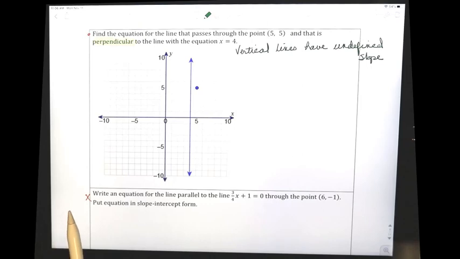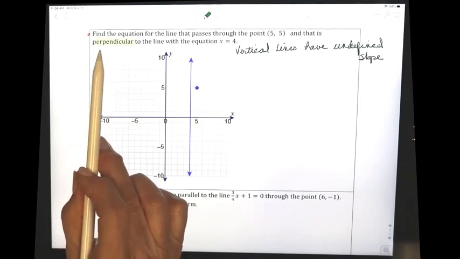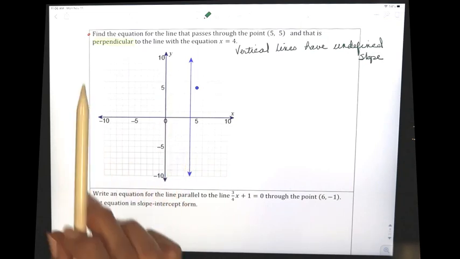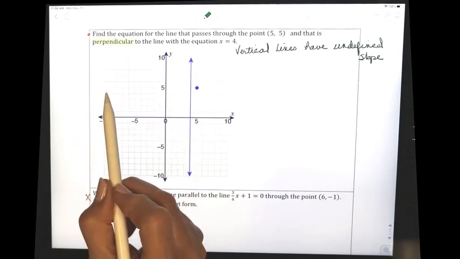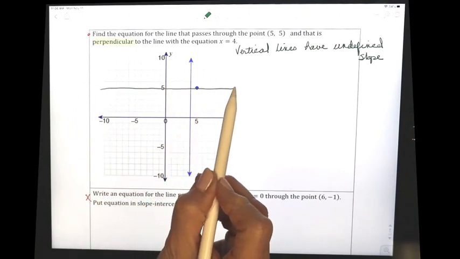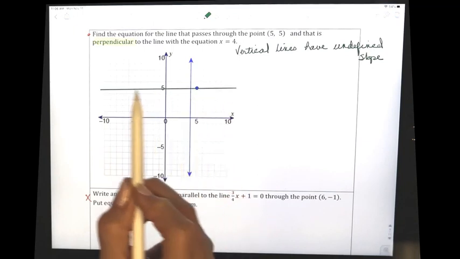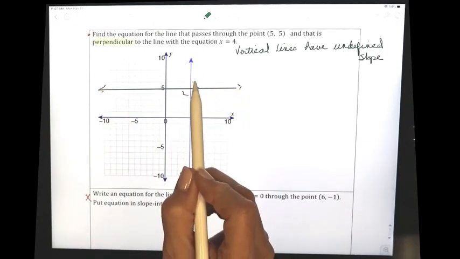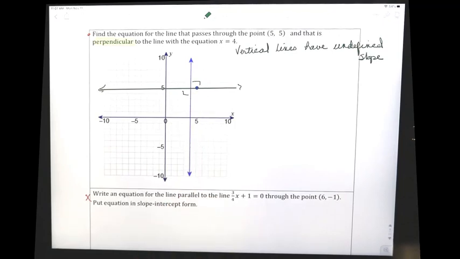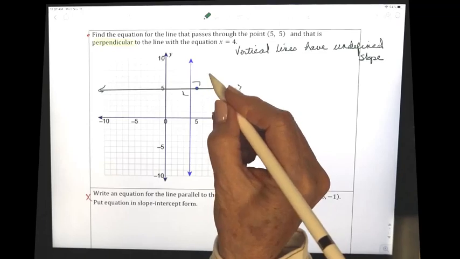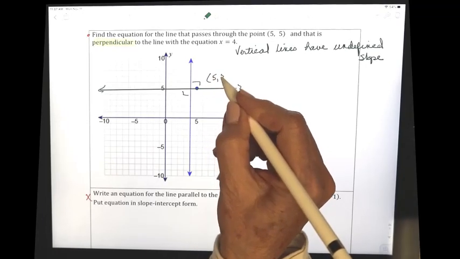Okay, so I'm trying now to draw a line. Here's the existing line, x equals 4, a vertical line. I'm trying to draw a line that's perpendicular to that. So perpendicular, remember, crosses at a 90-degree angle. The lines cross and they meet in here to form these two 90-degree angles. And that line must also pass through this point that has coordinates (5, 5).